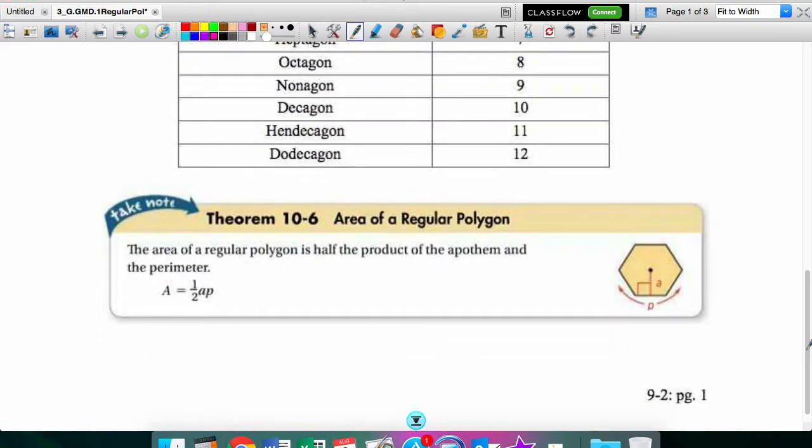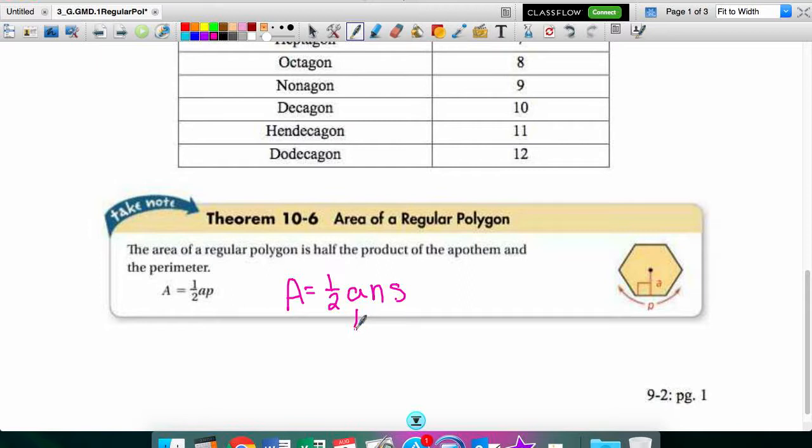And this leads us to the area of a regular polygon. In this theorem, it gives us the area of the regular polygon as A equals 1/2 A times P, where A is the apothem and P is the perimeter. Rather than finding the perimeter separately, I'm going to rewrite this formula as A equals 1/2 ANS, where NS will calculate the perimeter so that we don't have to do it in 2 separate steps.